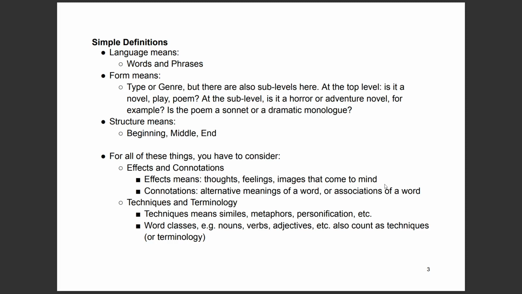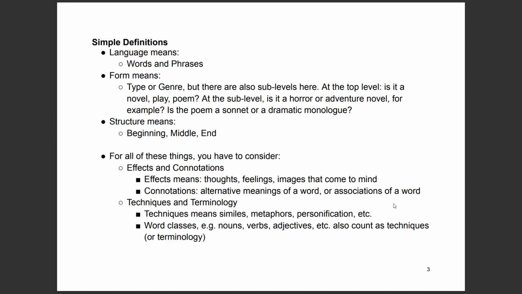Now, these two things are mostly to do with language, but they are also to do with form and structure, especially structure. With structure, you do have to think about the effects of the structural choices that the writer has made. But you might also think in terms of what questions are raised in your mind as you read the beginning, middle, and end of a text.